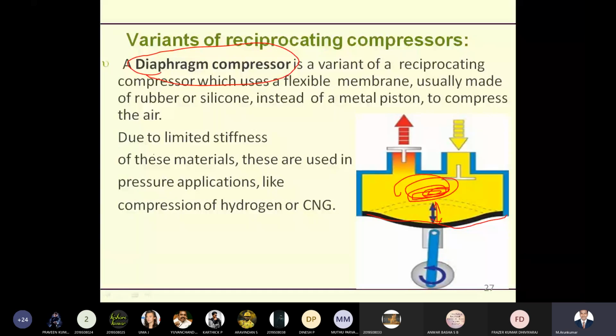And due to the limited stiffness of these materials like rubber and silicone, these are used in pressure applications like compression of hydrogen or CNG alone in the industries. So we are using the diaphragm compressor for applications of compression of hydrogen and CNG gases. Right.